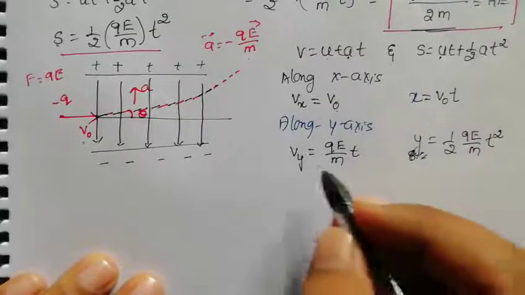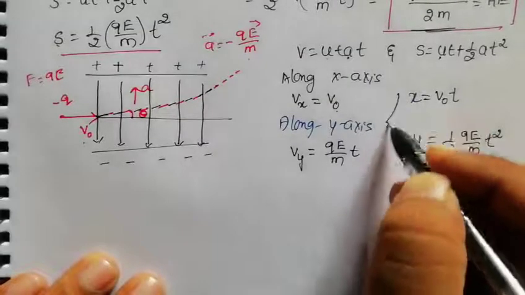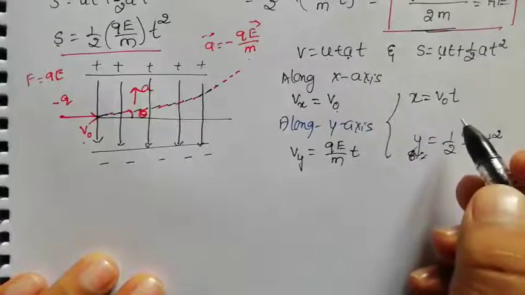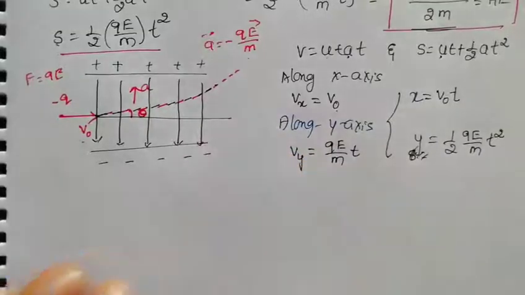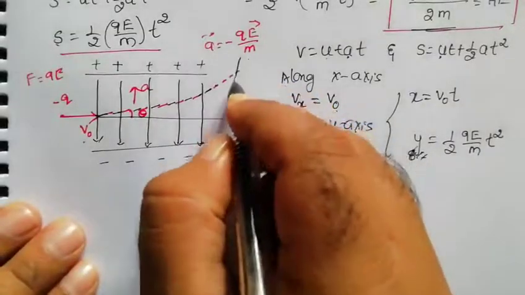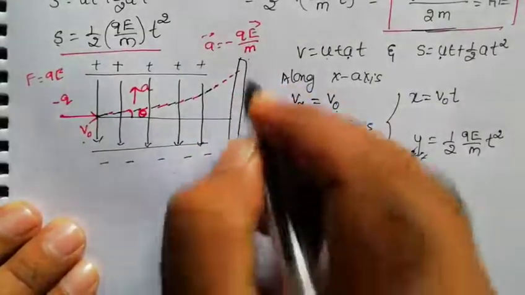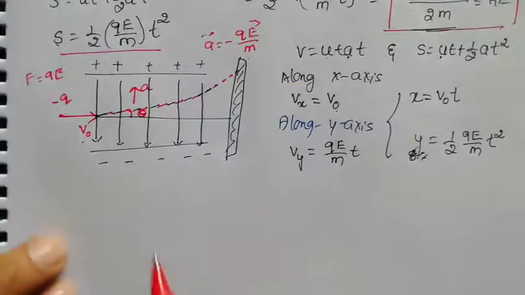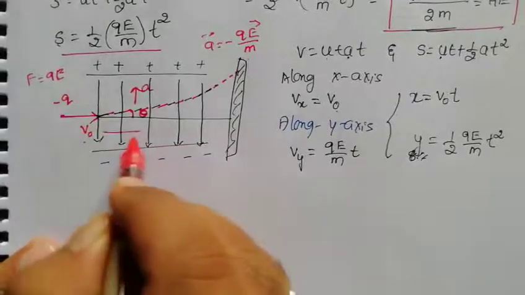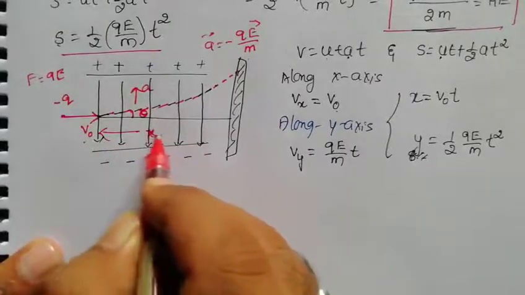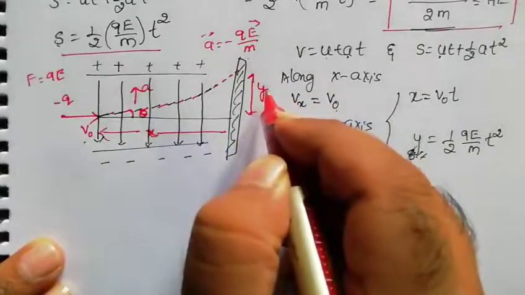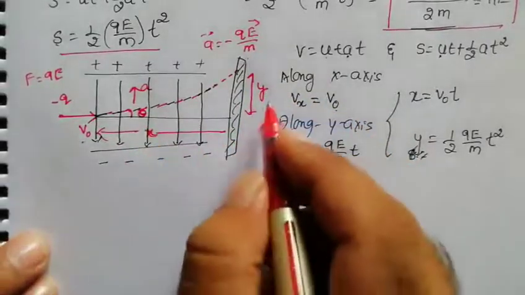You can simplify these two equations to get the value of y with respect to x. Here I can show where x and y are. If there is a plate here to stop the particle, then from this location to here will be the x value, and from here to here will be the y value.